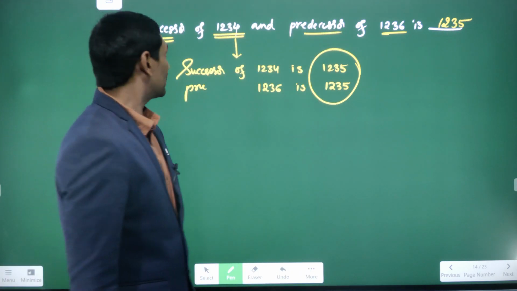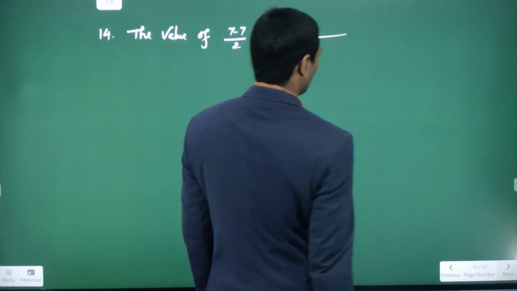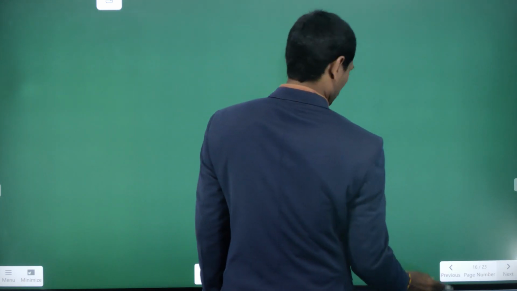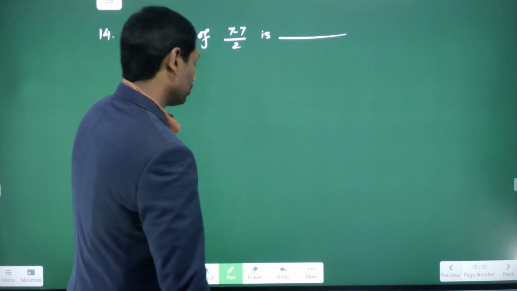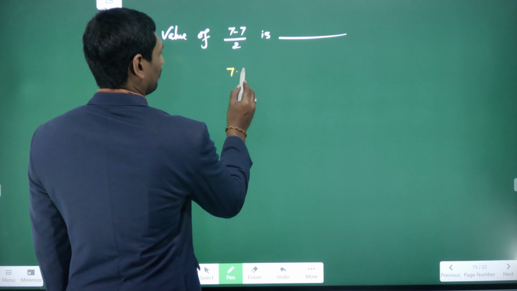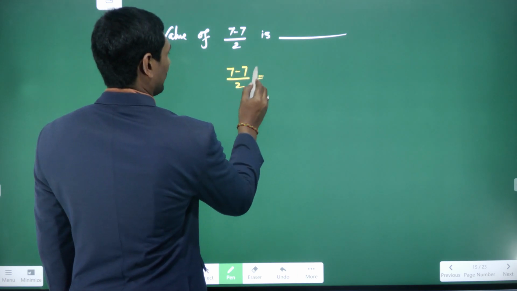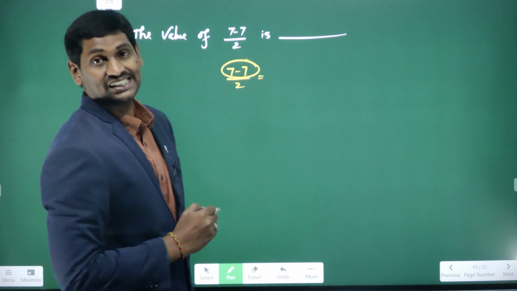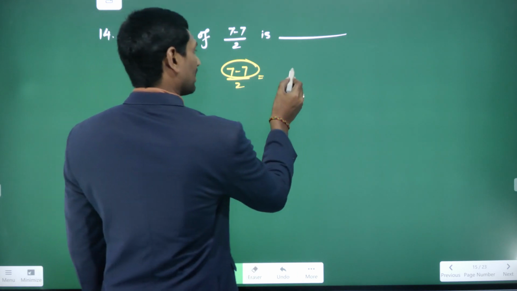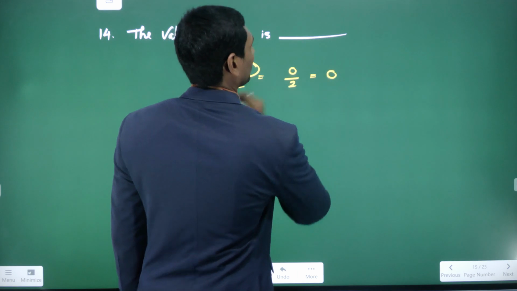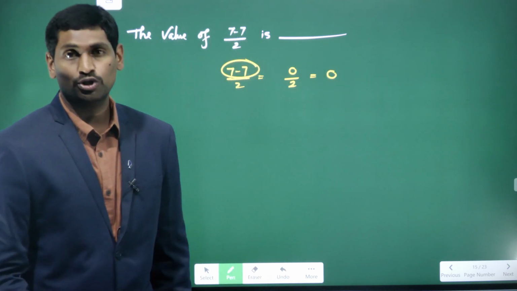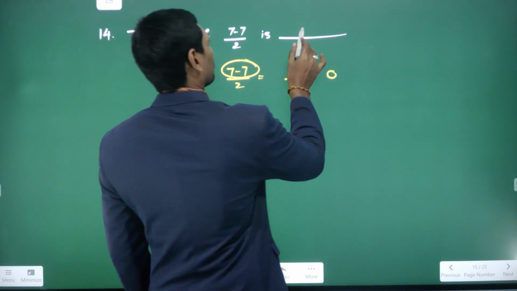Okay. So let us try to solve the next problem. I think this is the last problem for us. Yes. So the value of 7 minus 7 by 2. What is this value? Value of 7 minus 7 by 2. First find the value of the numerator. 7 minus 7 is 0. 0 by 2. 0 by anything is 0. Therefore, the answer is 0.